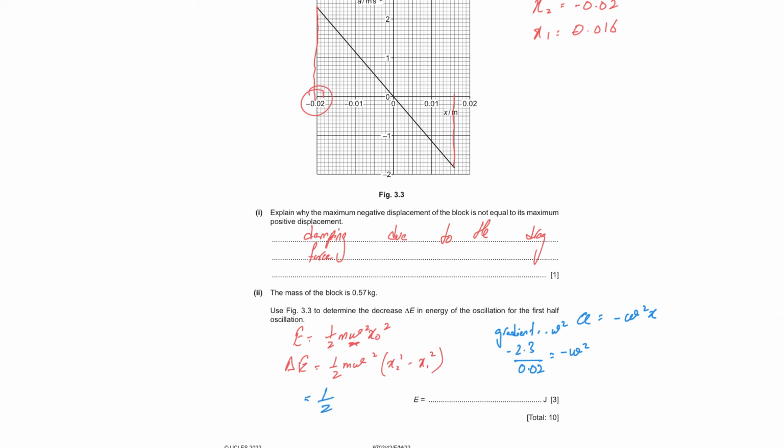So half m, mass, which is 0.757, times omega squared, which is 2.3 over 0.02, times x2 squared, which is 0.02 squared, minus x1 squared, which is 0.016 squared. And that gives us the change in energy, which is 4.7 times 10 raised to the power minus 3 joules.